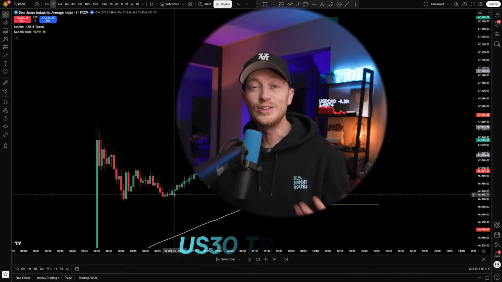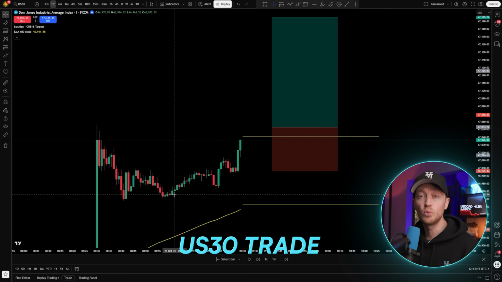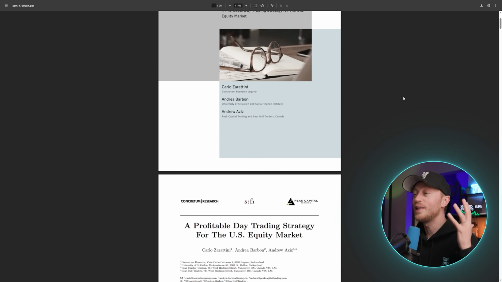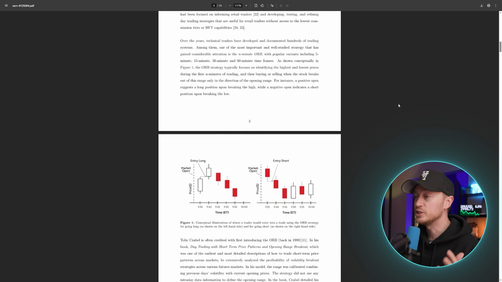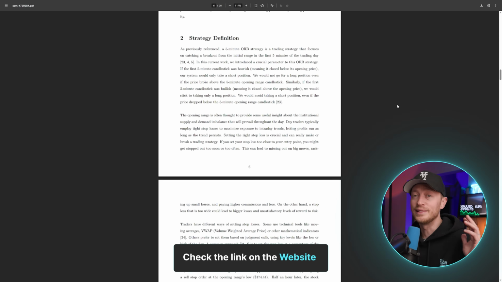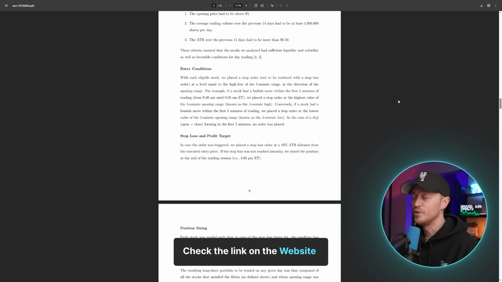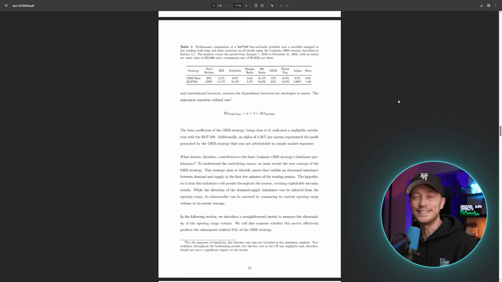Now let's move into trade number 2. Now I'm going to show you a US 30 trade. This works really, really well on indices. There's actually a full academic paper of this trading strategy on indices. I have it linked on my website. You could check it out yourself, but my version of this strategy is even better.